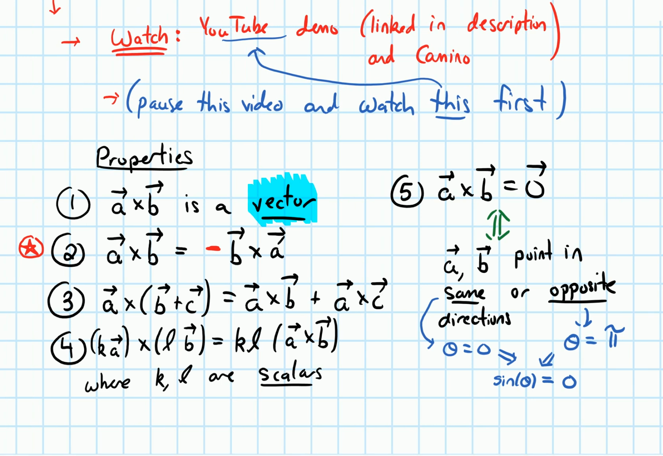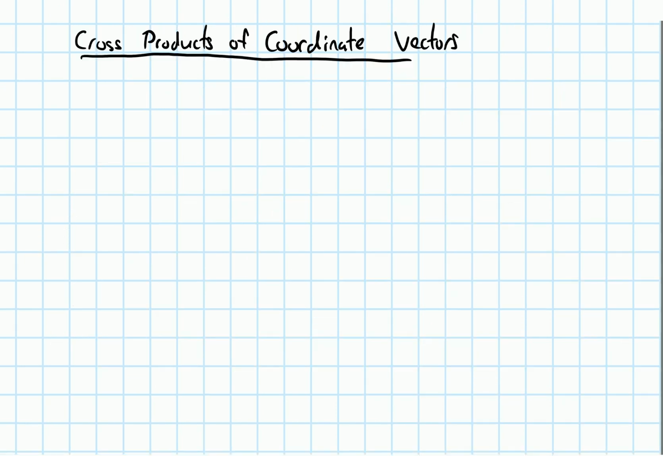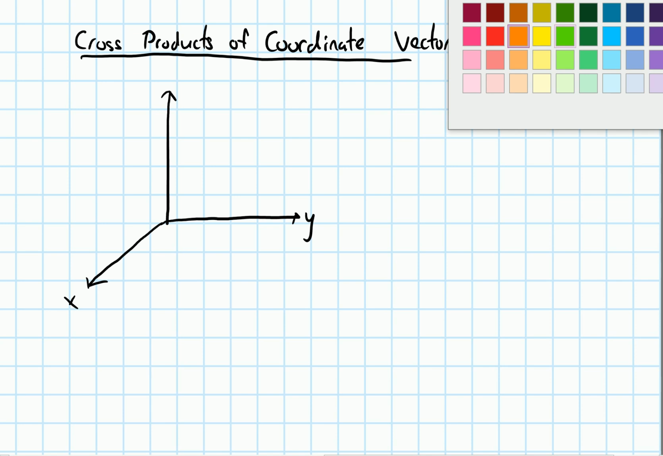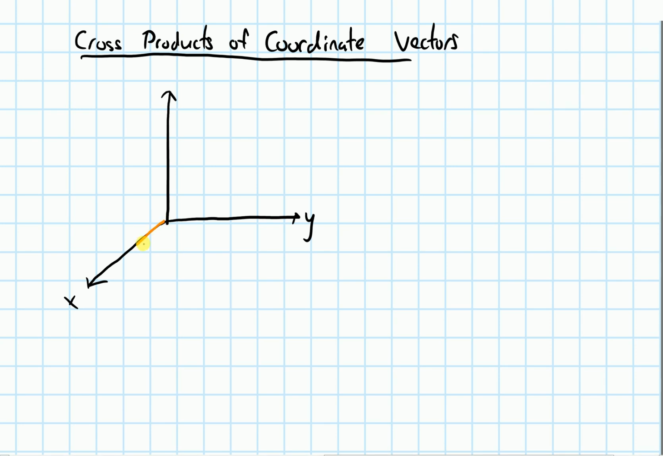Next, let's state the cross products of the coordinate vectors, i hat, j hat, and k hat. So, cross products of coordinate vectors. I'm going to begin by drawing a picture of our axes: z-axis, x-axis, and y-axis. And I'm going to draw in the coordinate vectors. So i hat is in the positive x direction, j hat is in the positive y direction. Let's color that in more so it doesn't disappear. k hat is 1 up in the z direction. Alrighty.